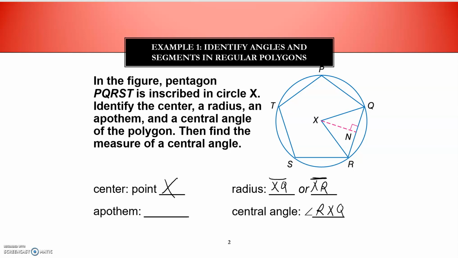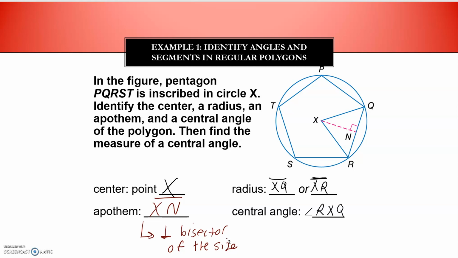The apothem is segment XN. It's a segment that goes from the center of the circle, the center of the polygon, to one of the sides. And it is specifically the perpendicular bisector of the side. We see that it is perpendicular to side RQ, and I'm telling you that it is a bisector there. Okay, certainly we could write a proof for that, but we're not going to do that right now.